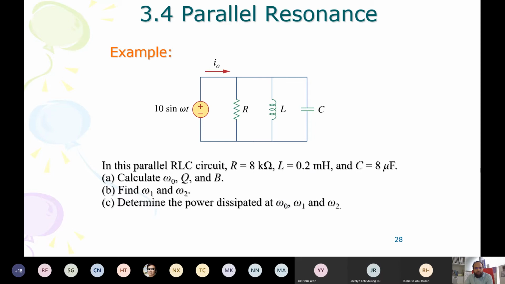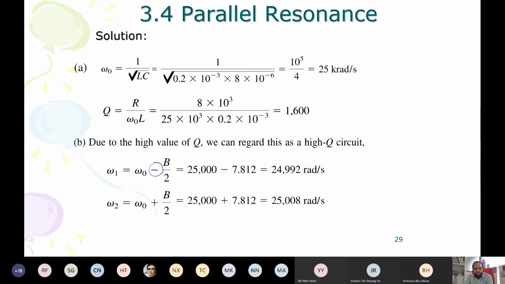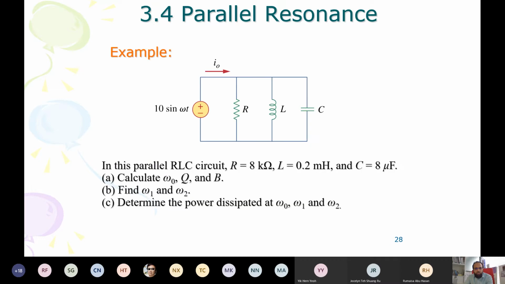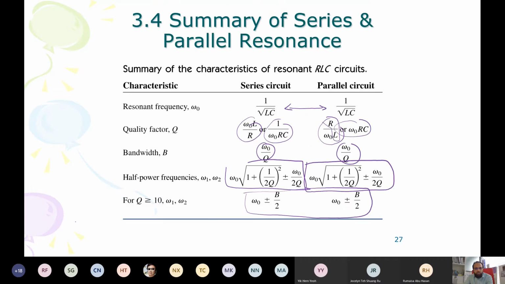All right, and then we take a look at a question. Once again using those formulas, simple as that. Q again has a formula, and it's much higher than 10, so we can regard it as a high Q circuit, and use the approximations for omega 1 and omega 2. So what if it's not high Q? Then we have to use the formulas for omega 1 and omega 2. These two.